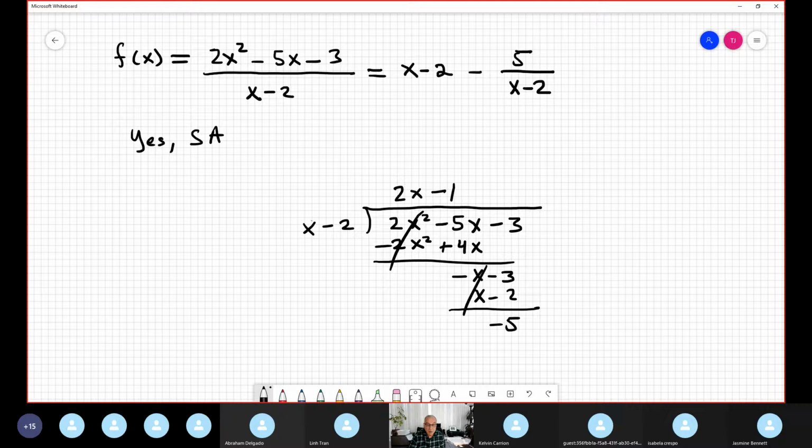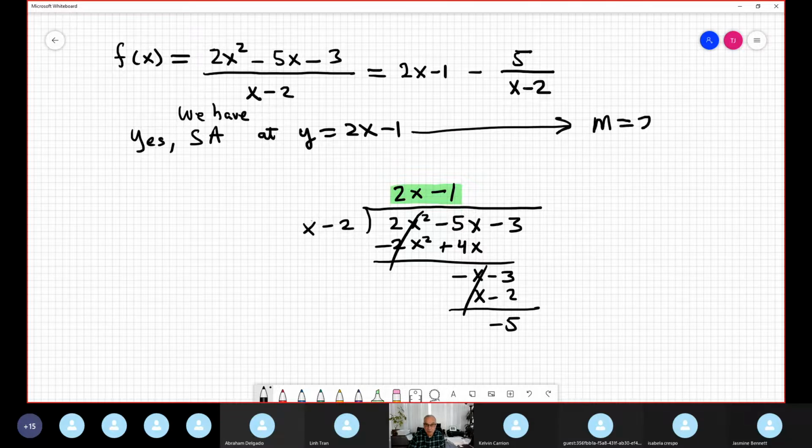Wait, I made a mistake. This is the divisor. Okay, I write this as 2x minus 1. Let me complete the idea. The idea is, yes, we have a slant asymptote at the line y equals 2x minus 1. In this line, I can see that the slope is 2, and b, the y-intercept, is negative 1.